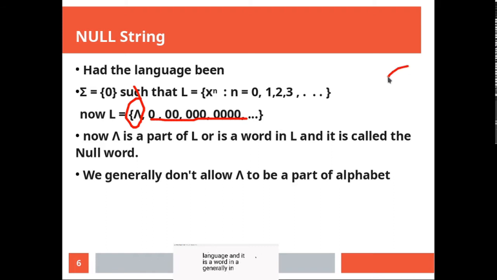Generally in sigma, in your alphabet, we generally don't allow null. So you can have sigma equals 0, 1, or 0, 1, 2, 3, 4, whatever, but we generally avoid null being part of sigma. But in some special cases you may have null, but we generally avoid it.